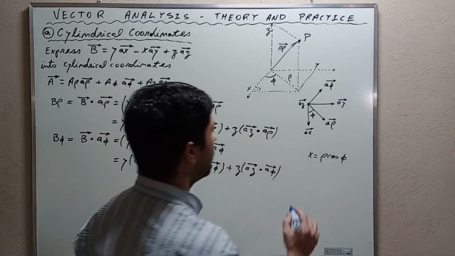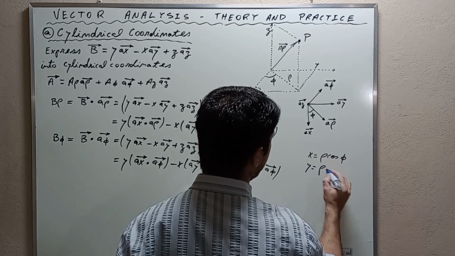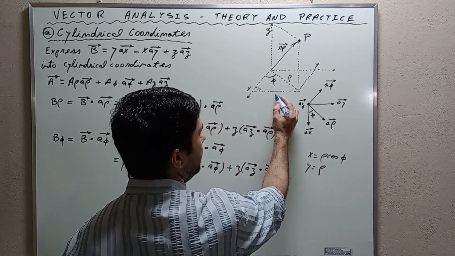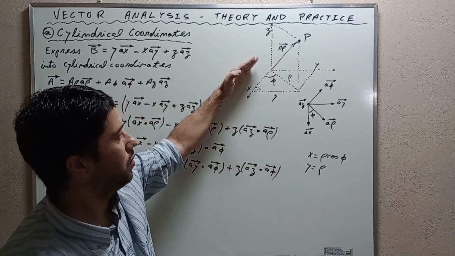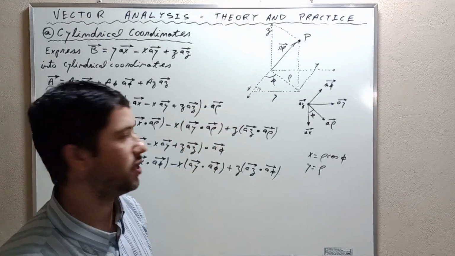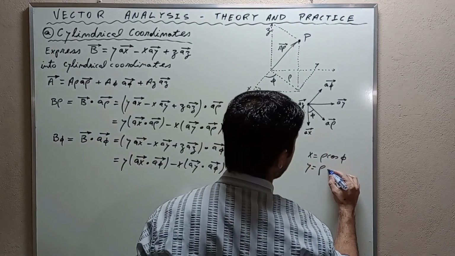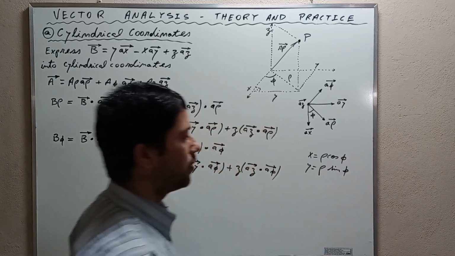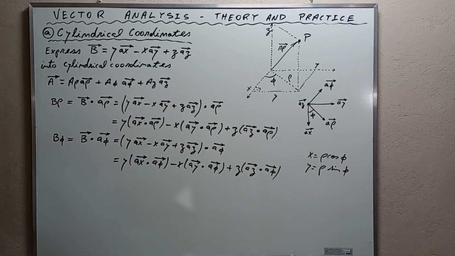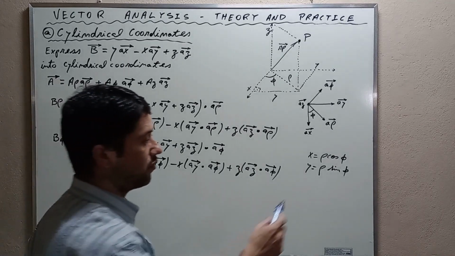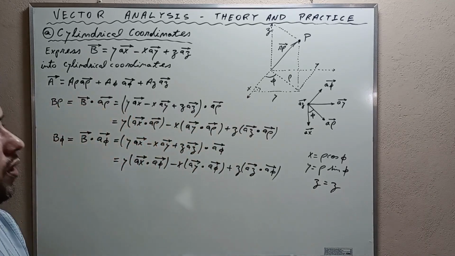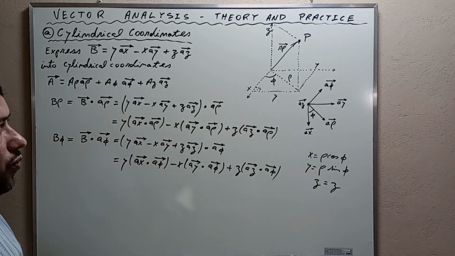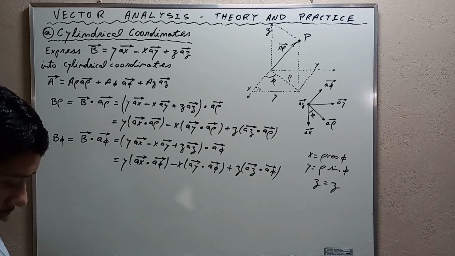Likewise, we compute y, which is going to be... y is here. In front of the angle is sine, at the side of the angle cosine. So in front is sine theta, sine phi, and z is equal to z. Okay, z does not change from the Cartesian coordinate system to the cylindrical coordinate system.